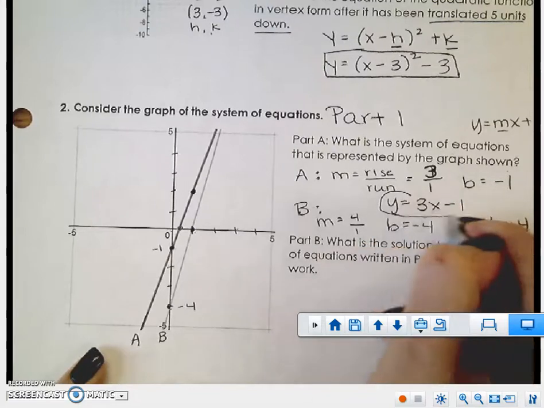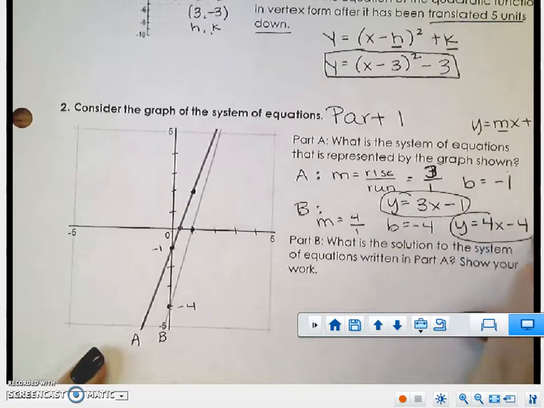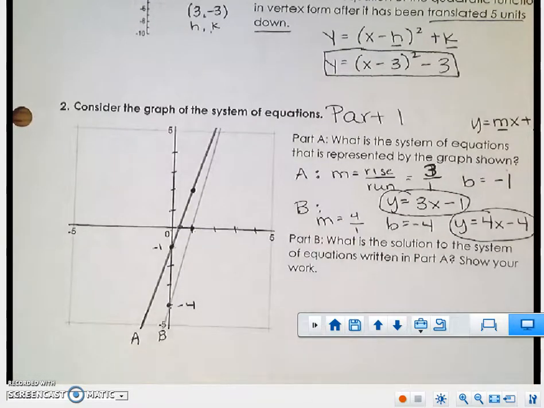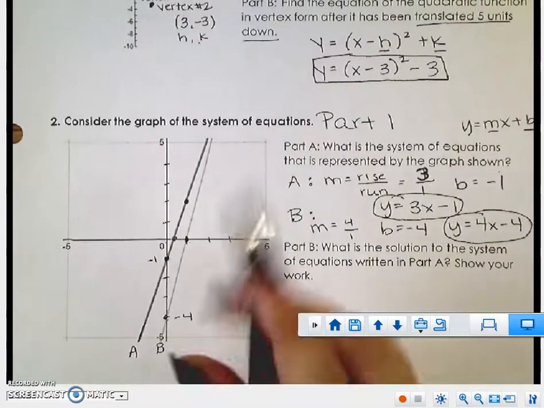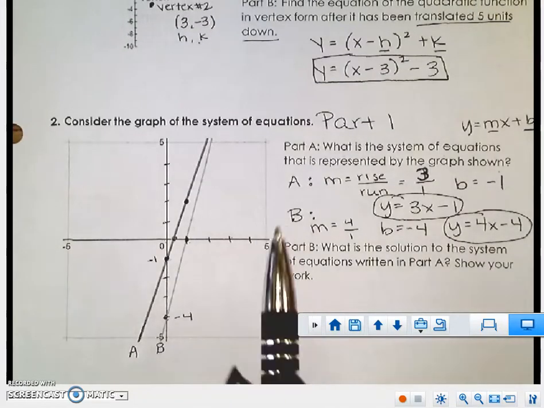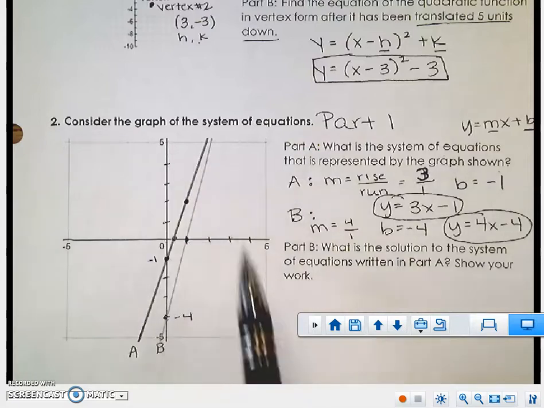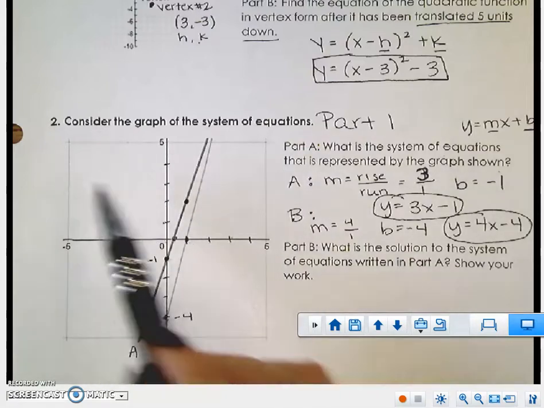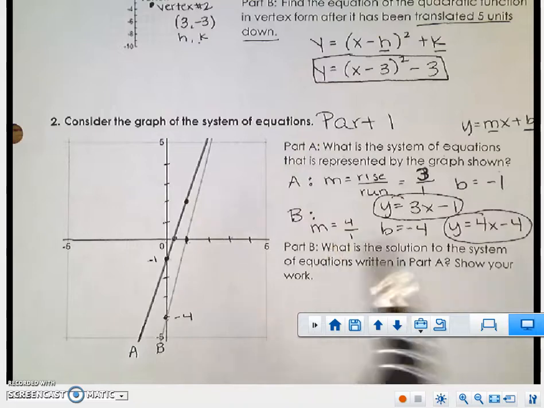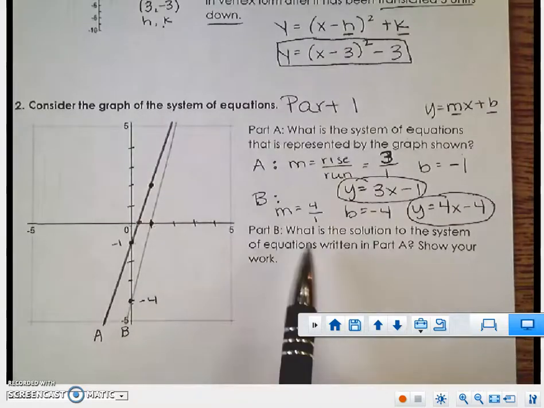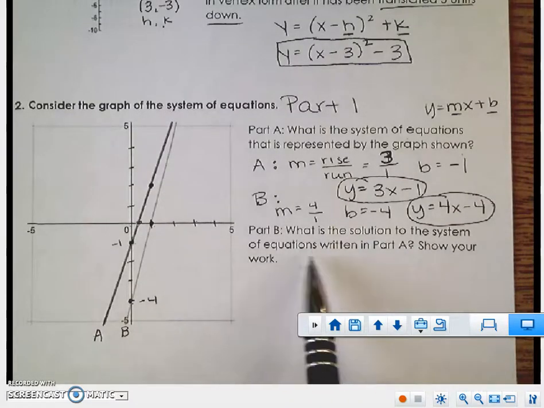So on part A, they just want you to write the equations for both lines shown. And again, on your final, the lines will be more clear, the points will be more clear. The copier just didn't like me and did not plot the lines. Part B asks what the solution is to the system of equations written in part A.